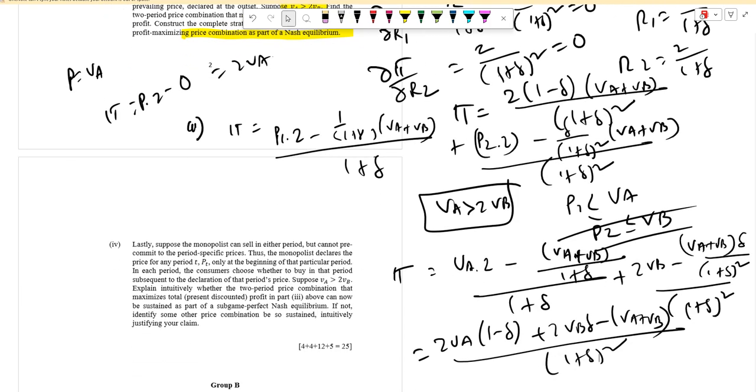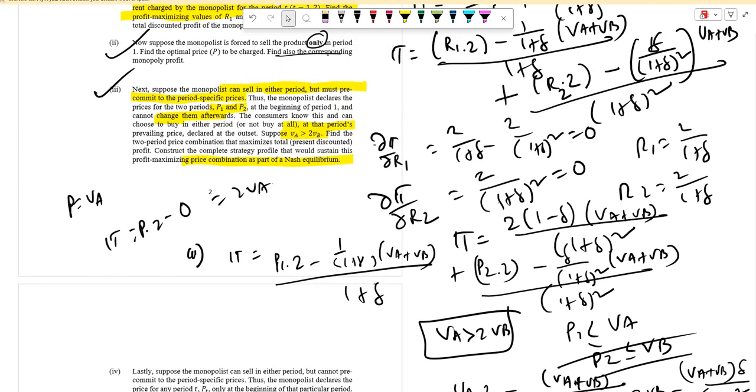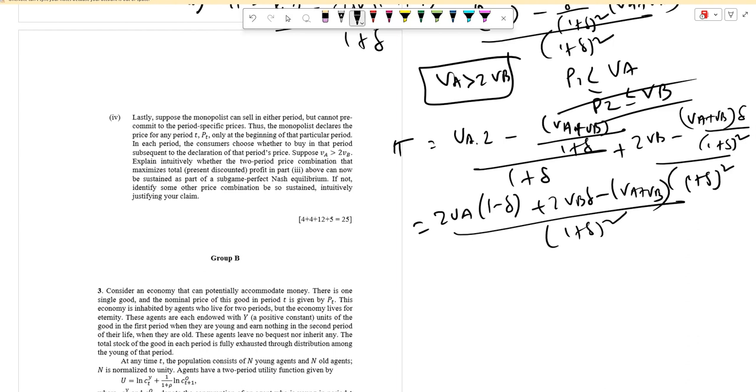So let's go for the fourth part. Suppose that the monopolist can sell in either period but cannot pre-commit to the period specific prices. Thus the monopolist declares the price Pt only at the beginning of the particular period. So in each period the consumer chooses whether to buy in that period. So again VA, VB. Explain intuitively the two period price combination that maximizes total profit and is a sub-game perfect Nash equilibrium.